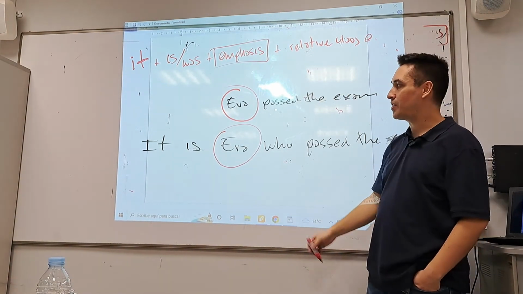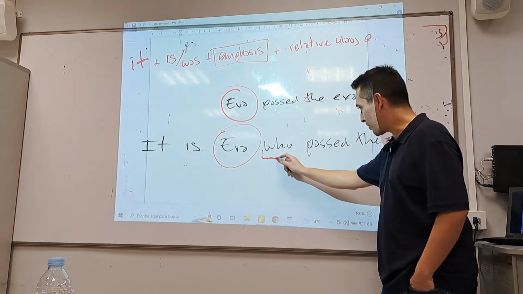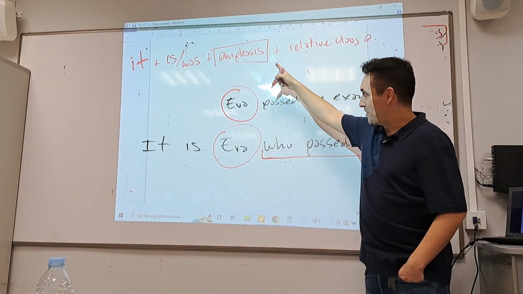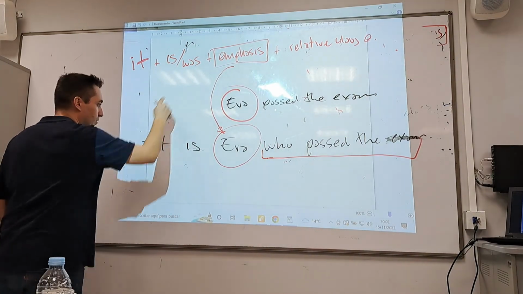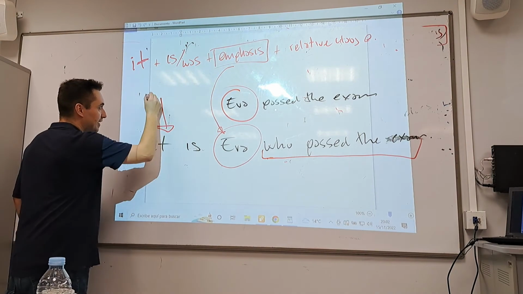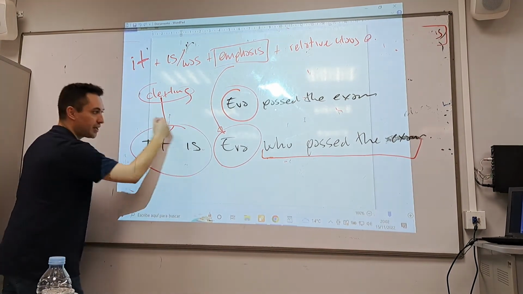Who passed the exam in the past? Well, it was Eva who passed the exam. What is "who passed the exam"? A relative clause. Then the emphasis is on Eva. And then we start with "it is" or "it was." This is another way of clefting. Here, this is the clefting. We start with clefting. This is clefting at the beginning.